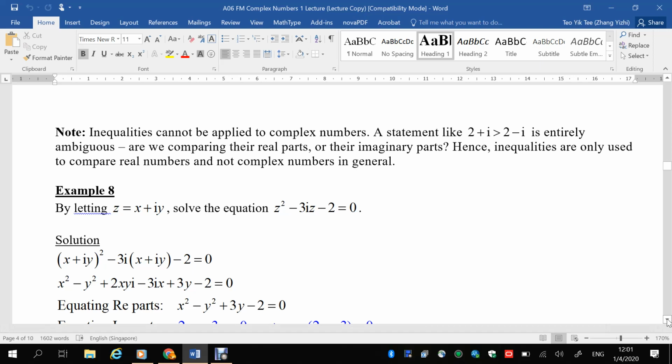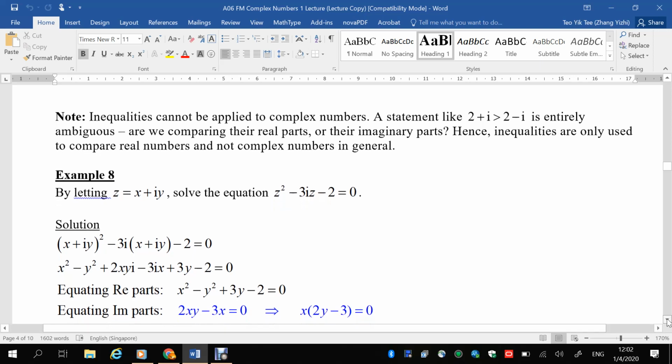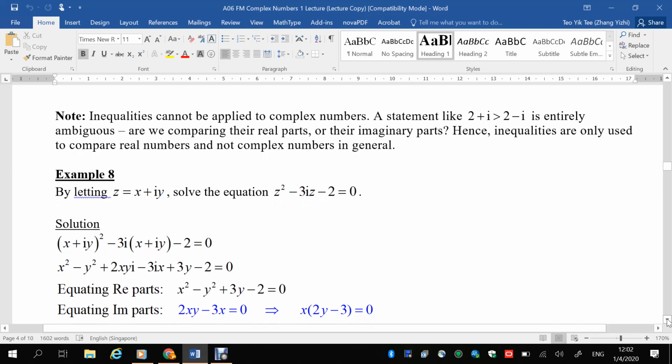What to do after that? After you regroup, this is the real part and this is the imaginary part. Where's the imaginary part? Down there. Okay, this is the imaginary part, so that is on the left. These are all the real parts: x squared minus y squared plus 3y minus 2y. Sorry, real part. This is the imaginary part.